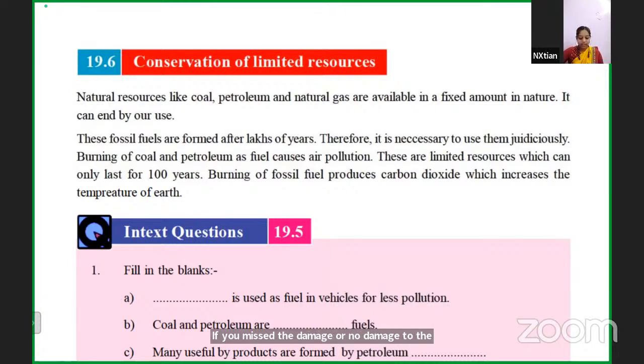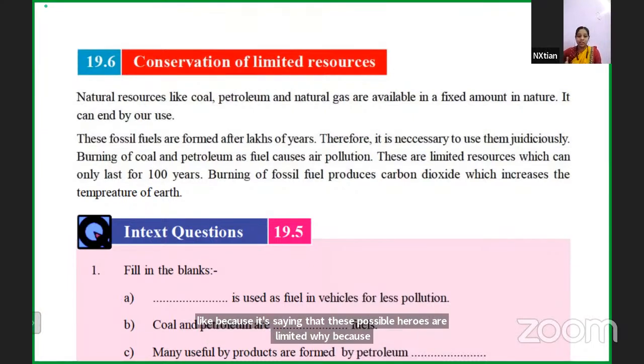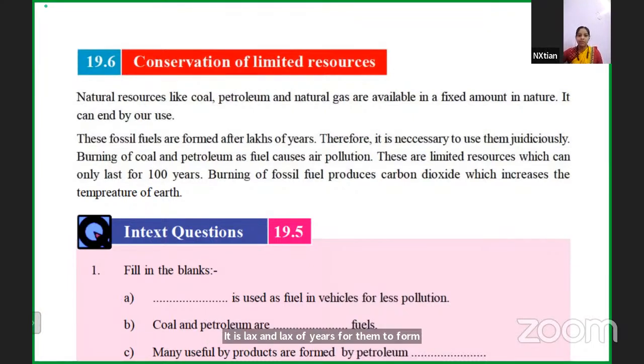Now, it is saying that these fossil fuels are limited. Why? Because it takes lakhs and lakhs of years for them to form. When animals die, with the remains of animals, due to the climatic pressure and the change of climates, layers and layers get accumulated on top of the dead remains of the animal. Then it becomes fossil. That process takes thousands and lakhs of years for it to become a fossil fuel. Right, that process takes a lot of time.